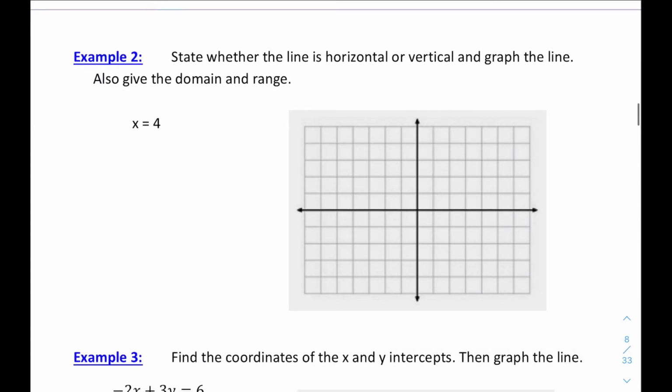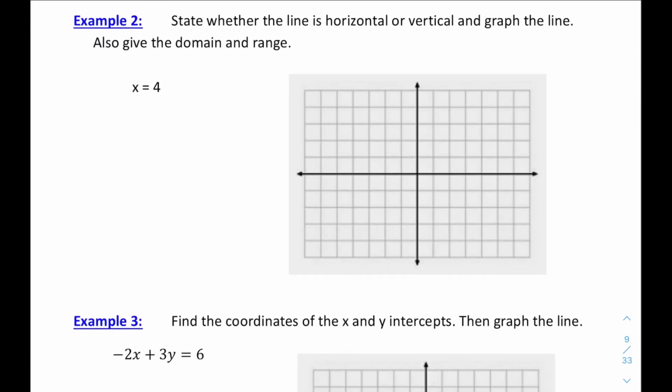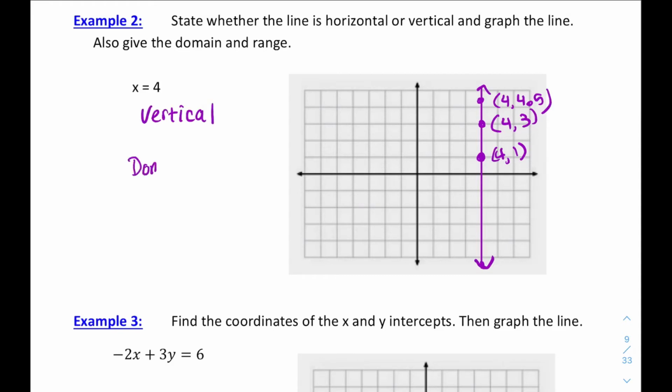If you forget, just start sketching some points and connect them and you can see what type of line it makes. So on this one, it's x equals 4, which means that it consists of all of the points that have x values of 4. So like (4, 1), (4, 3). It is a vertical line. And if I'm thinking about domain and range, your domain, your x-coordinates, the only one you have is just 4, and your range goes from negative infinity to infinity, up and down forever and ever.